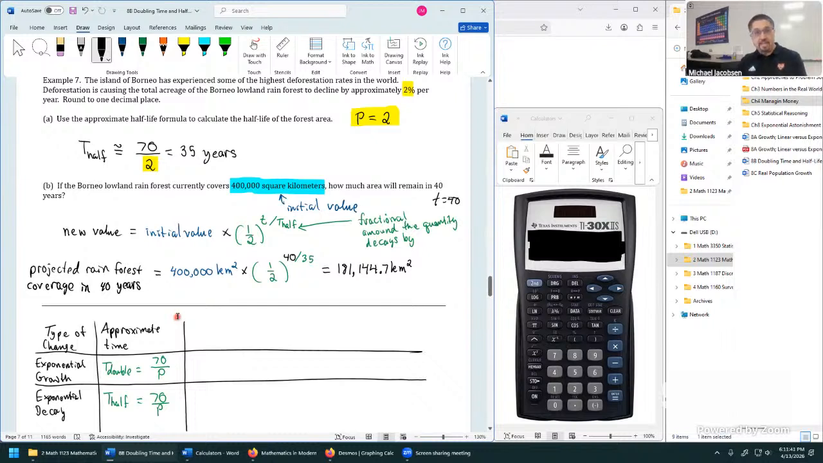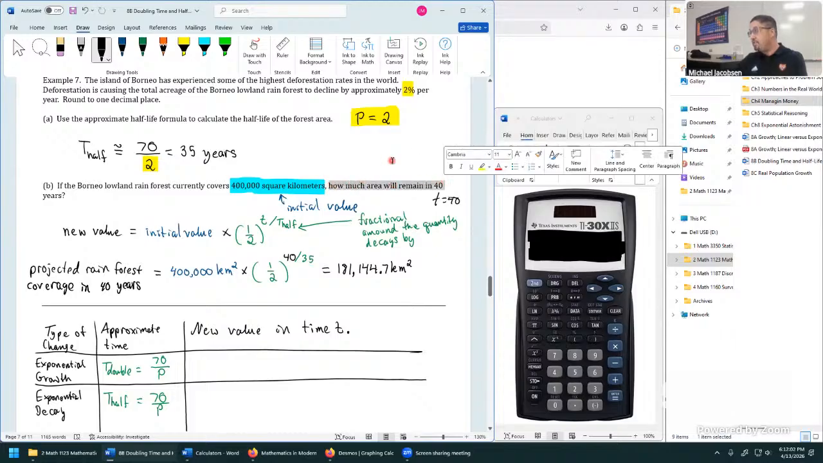Okay, so here's our next set of formulas. Again, let's call it new value in time t. When we say time t here, we're thinking much like in the last question. They're asking what is the new value, amount of area remaining in a time of 40 years. So that was the specific t value in that question.